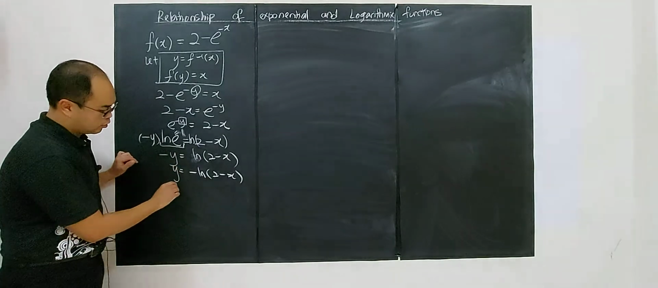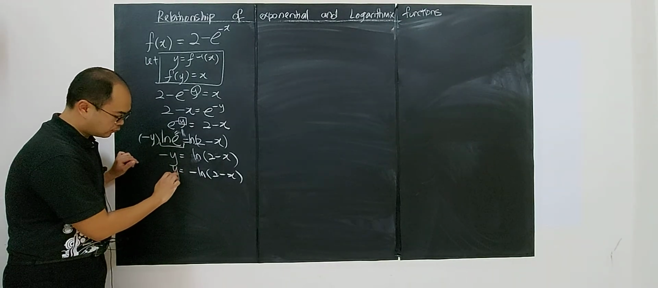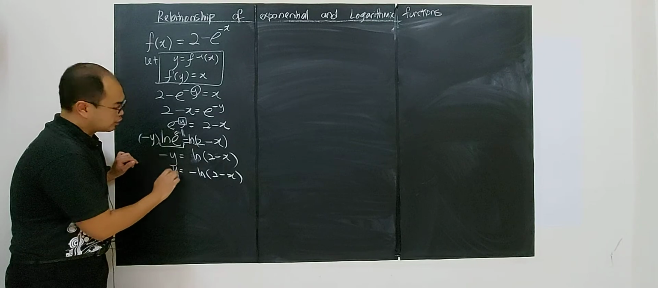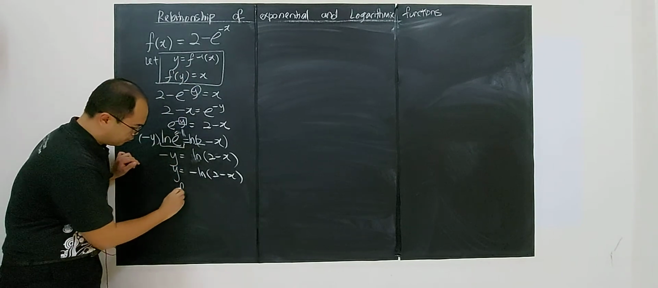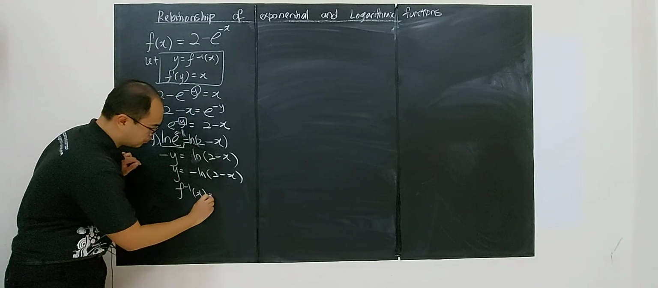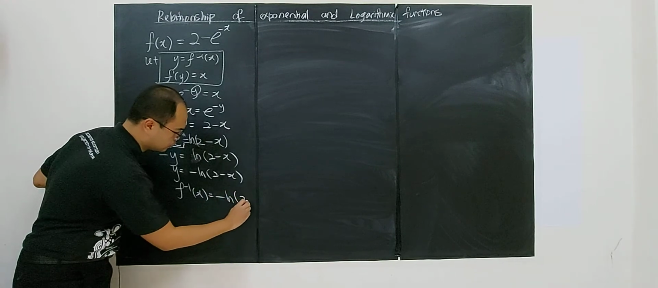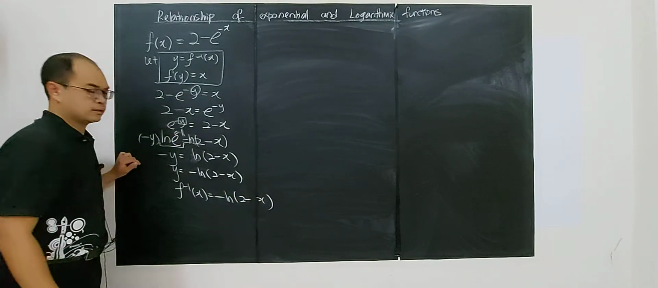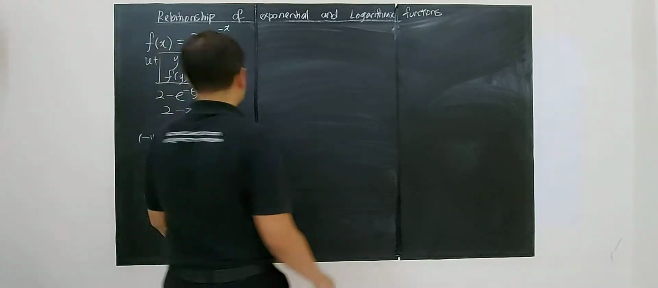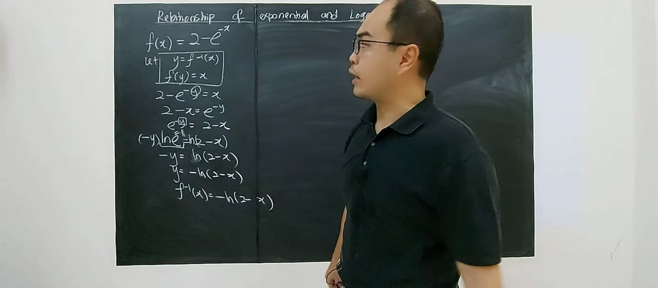So you can replace the y back with the inverse of x, which is equal to negative ln(2 minus x). The question may be asking you to find the domain and range, right?